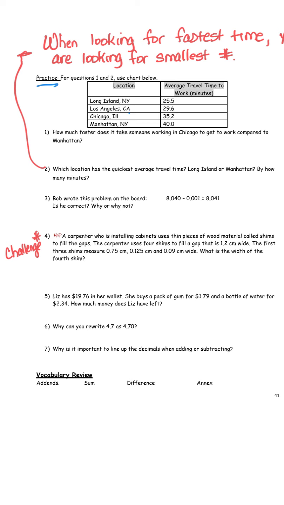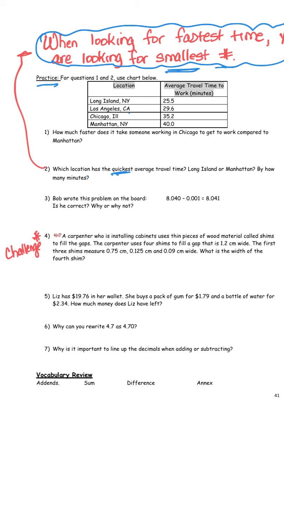And question number 2, I just want to bring it to your attention. It says, which location has the quickest average travel time? Okay, quickest. Look at the arrow up here. It says, when looking for the fastest time, you are looking for the smallest number. So anytime you're looking for a race or you're comparing times, the smallest number is what you're looking for. All right, give these a shot and we'll see you soon.